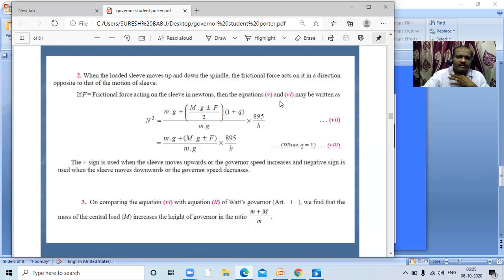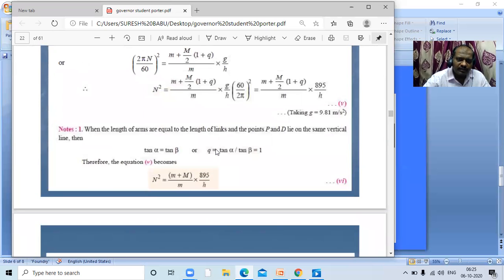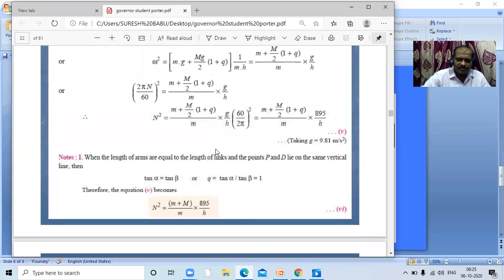Then equations 4, 5 and 6 will be written as N square is equal to mg plus or minus f by 2 into 1 plus q by mg. If you observe the fourth equation, we have introduced the frictional force only, apart from this fourth equation. In mg by 2, in this fraction, the force means the reaction forces.